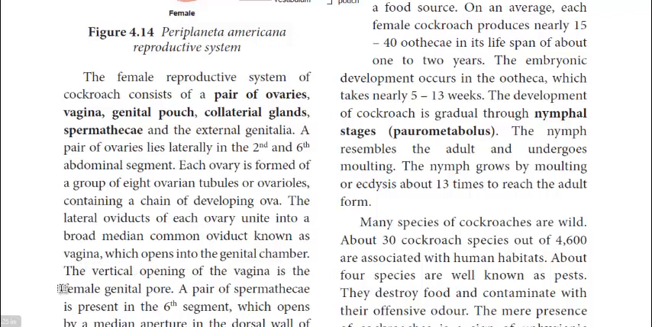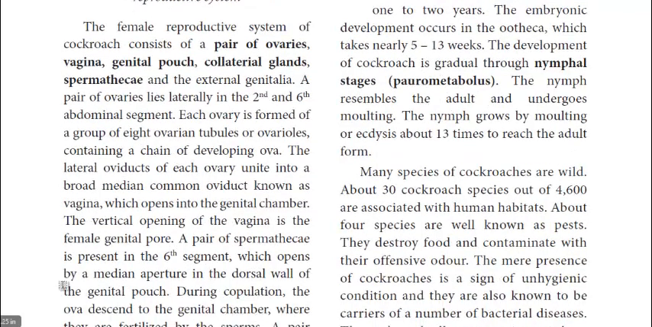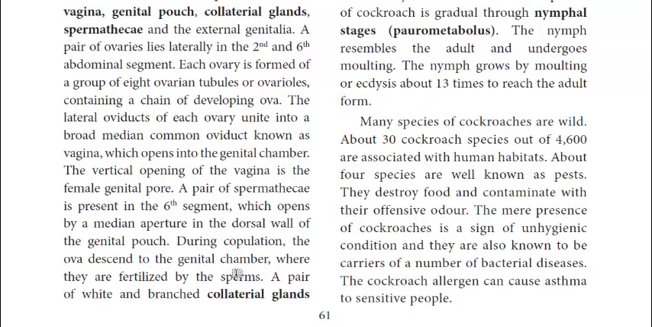genital chamber. The vertical opening of the vagina is the female genital pouch, and a pair of spermatheca is present in the sixth segment, which opens by a median aperture on the dorsal wall of the genital pouch, through which, during copulation, the ova descend to the genital chamber where they are fertilized by the sperms. So here only the ova get fertilized by the sperm.